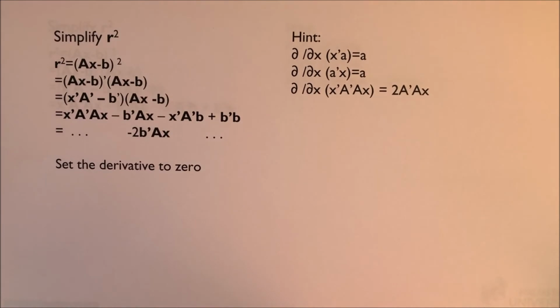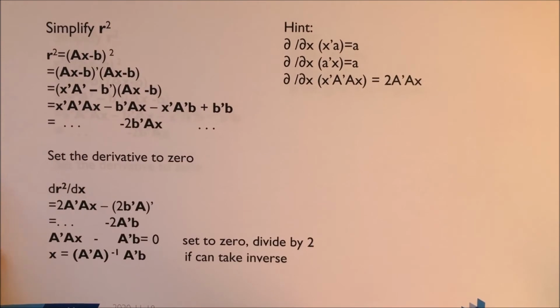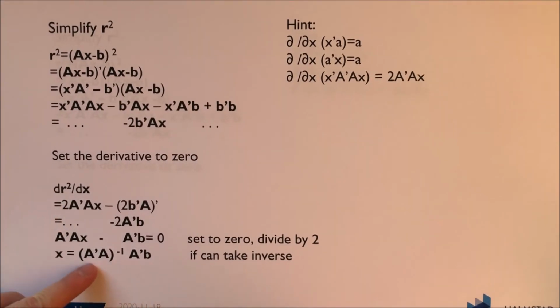So we get that, and then we want to take the derivative and set it to 0. And using our hints, we can do so. So we take the derivative of R squared with respect to X, and then we simplify, and we can get this answer for what X should be if we can take the inverse. So this is called the pseudo-inverse, and it pops up quite a bit in different places.